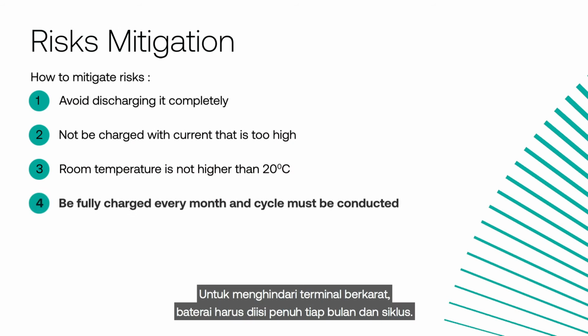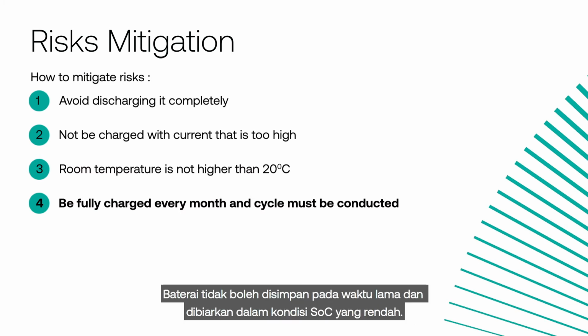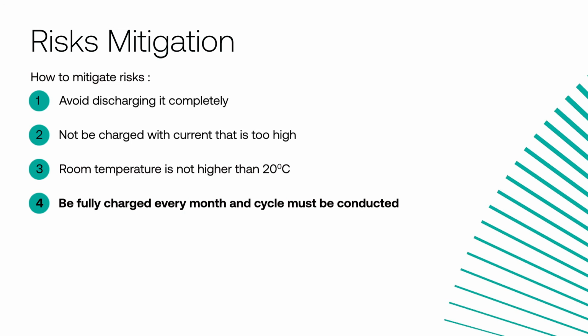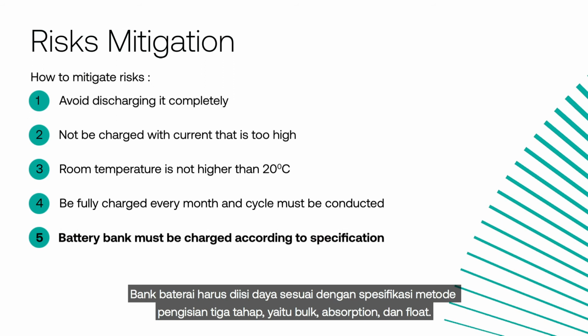To avoid terminals being corroded, battery must be fully charged every month and cycle must be conducted. The battery should not be stored for too long of a time and left in a low state of charge. Avoid direct contact between the lead, that is battery terminal, and the copper, that is the conductor. Battery bank must be charged according to specification by the three-stage charging method: bulk, absorption, and float.